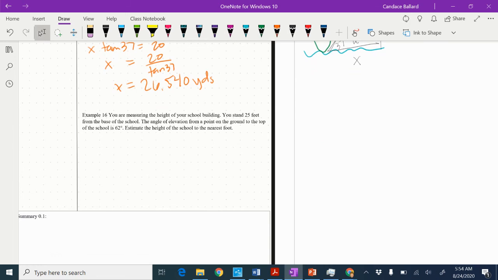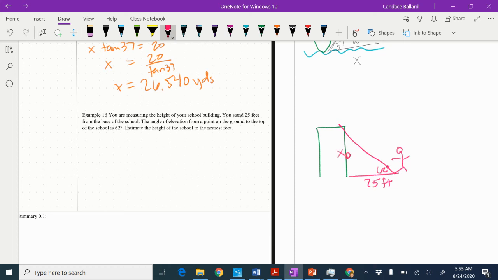All right. You are measuring the height of your school building. You stand 25 feet from the base of the school. The angle of elevation from a point on the ground to the top of the school is 62 degrees. So we've got our school building, which we better make in green since we're the Titans. You stand 25 feet from the base of the school, so we know that that's 25 feet. Estimate the height of the school to the nearest foot. So we're going to do this right here.